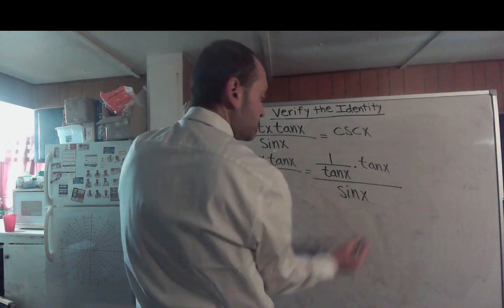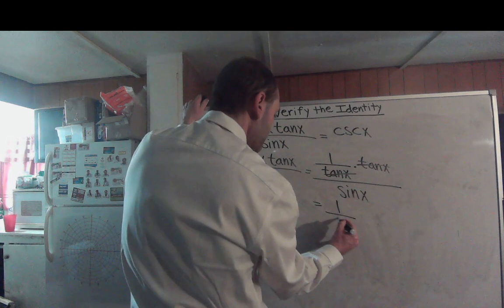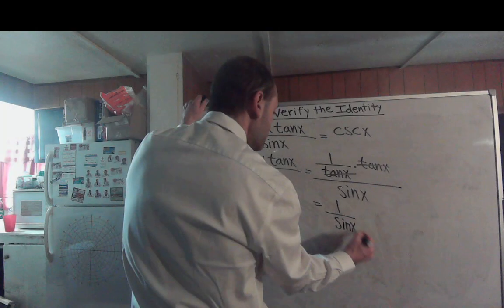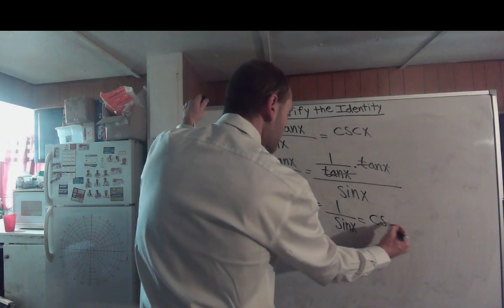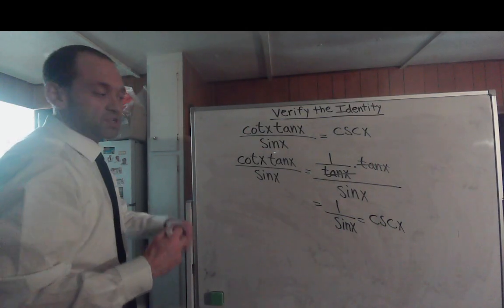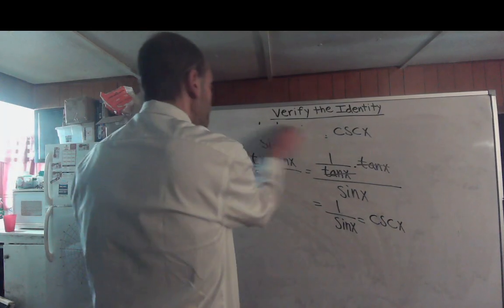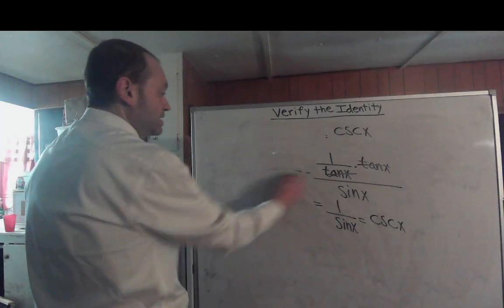Well, your tangents would cancel out. You would just get 1 over the sine of x, which would give you the cosecant of x. So don't forget to write your therefore statement once you're done. But that one worked out quite nicely.